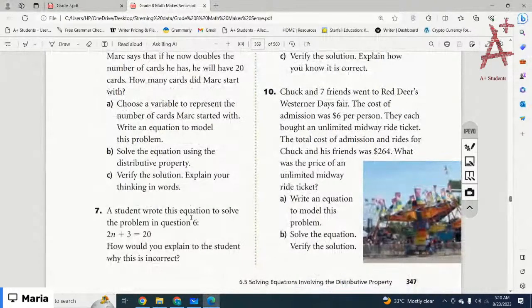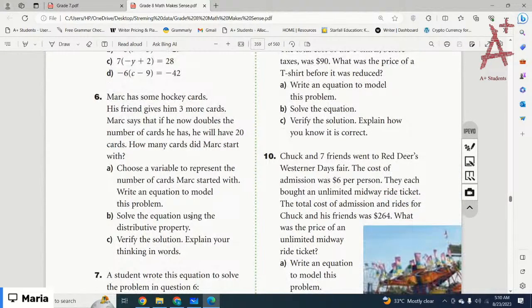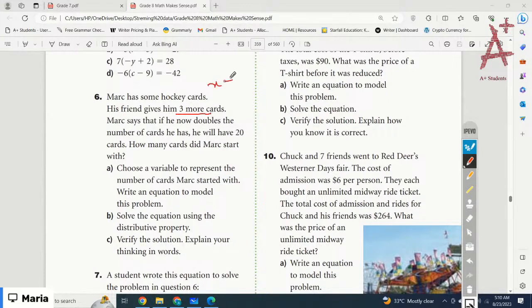A student wrote the equation 2n plus 3 equals 20 to solve the problem in question number 6. How would you explain to the student why this is incorrect? Now we have to read question number 6 also. Mark has some hockey cards. His friend gave him 3 more hockey cards. He already has x, and his friend gives him 3 more, so he has x plus 3. Mark says if he now doubles the number of cards he has, 2 times (x plus 3), he will have 12 cards. That is the equation for this question.